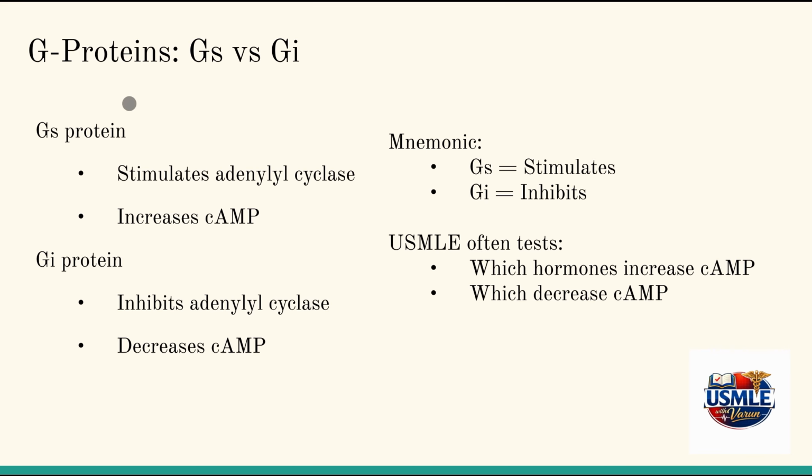There are two kinds of G proteins, GS and GI, and there's also GQ. But now let's discuss GS and GI. GS proteins stimulate adenylyl cyclase and increase cyclic AMP, whereas GI protein inhibits adenylyl cyclase and decreases cyclic AMP. GS is G stimulatory, GI is G inhibitory. So GS stimulates, GI inhibits. This exam often tests which hormones increase cyclic AMP and which hormones decrease cyclic AMP. We will be learning about this in a while.